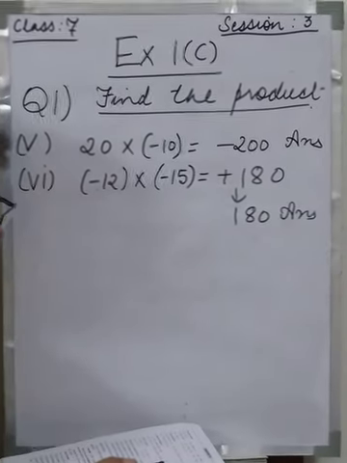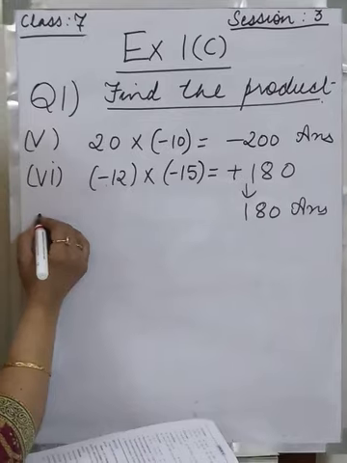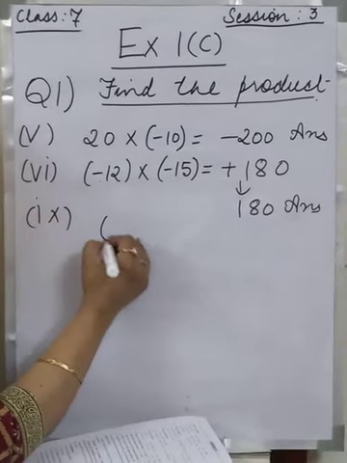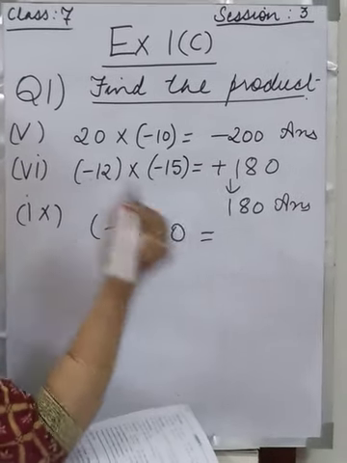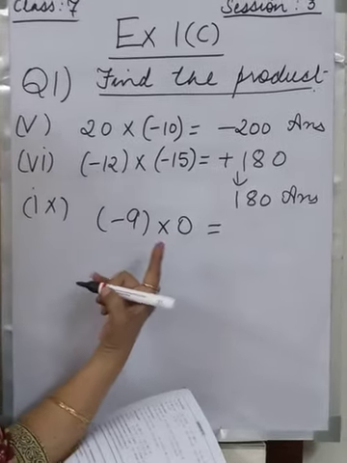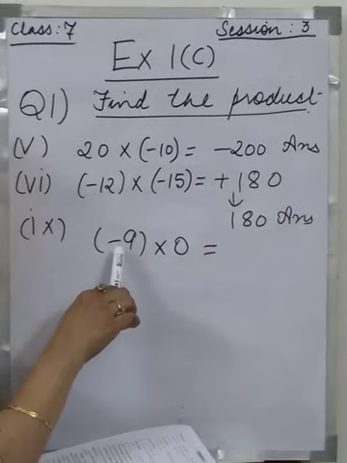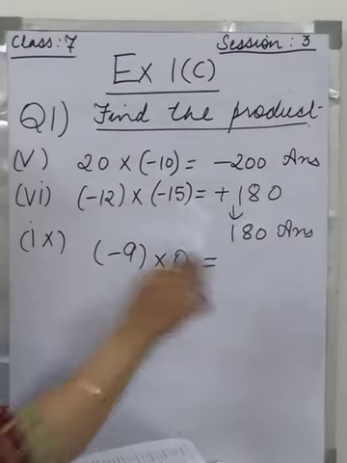I discuss one more part for you. That is the 9th part. Minus 9 into 0. See, I told you first we put the sign, so it is minus. We count how many times the negative sign is there. It is one time, it is odd, so we write minus.